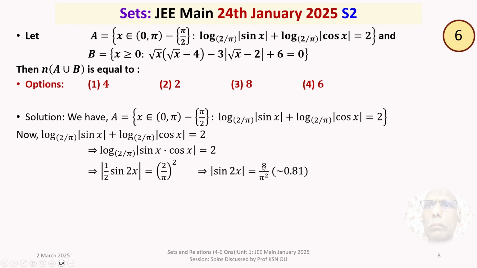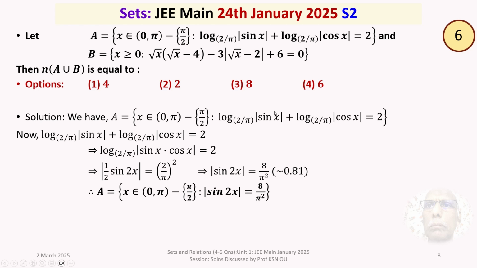And when you see what this value 8 by pi square is, it is approximately equal to 0.81. Yeah, this is worth noting. This is required. And this is less than 1 also. And therefore A is the set of all x belonging to the open interval (0, pi) other than pi by 2 such that mod sin 2x is equal to 8 by pi square.